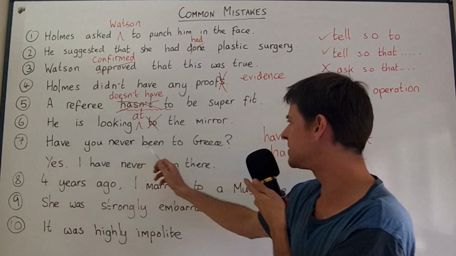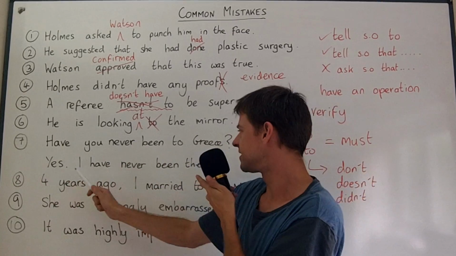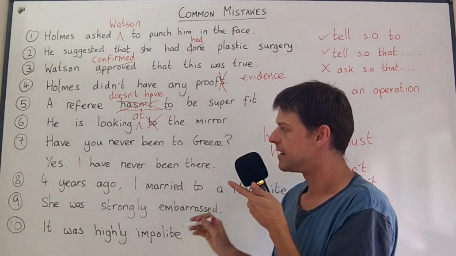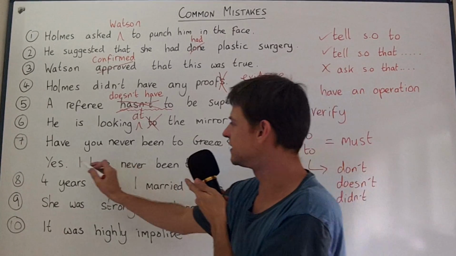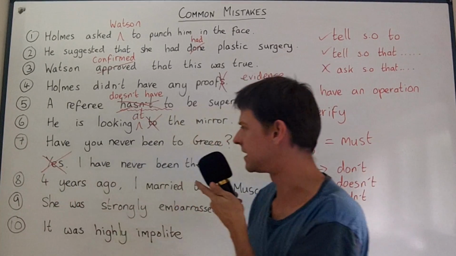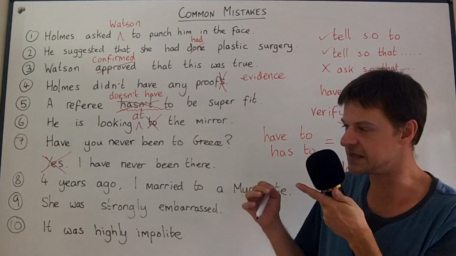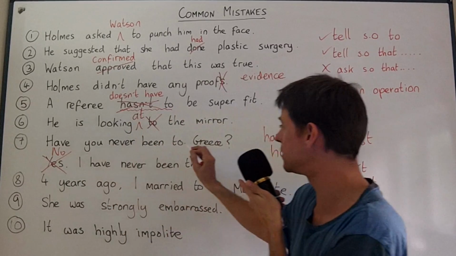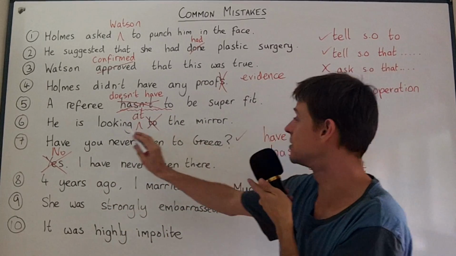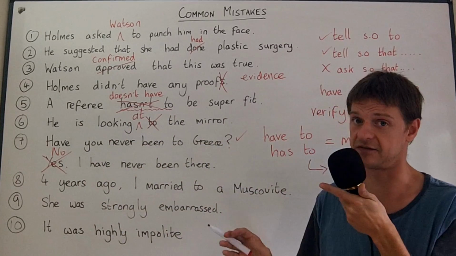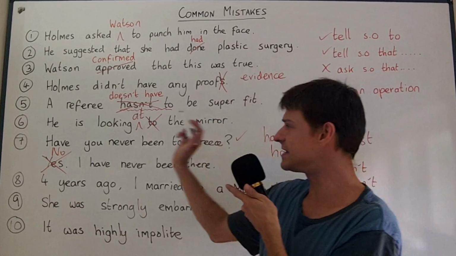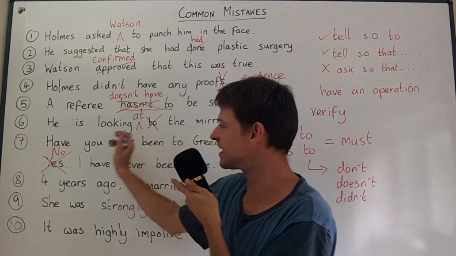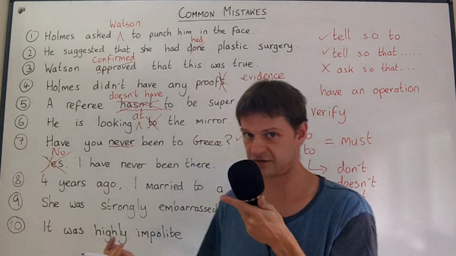Number 7, have you never been to Greece? Yes, I have never been there. Very common mistake here. Remember that in English, this is the wrong word in this sentence. What you need to say is no. In order to agree with that sentence, you're saying, no, I have never been to Greece. Okay? You don't say yes to agree with a negative statement. You say no to agree with a negative statement.